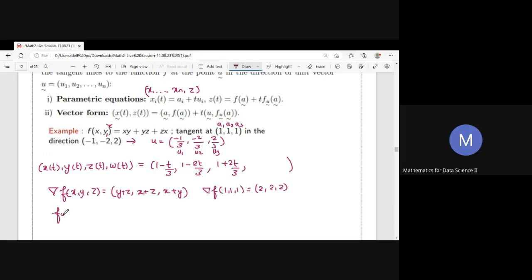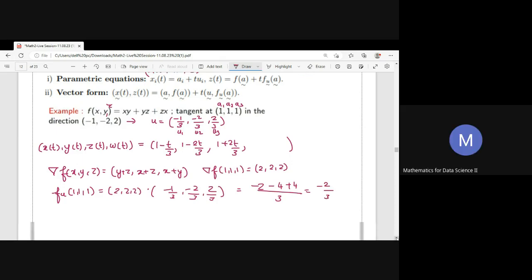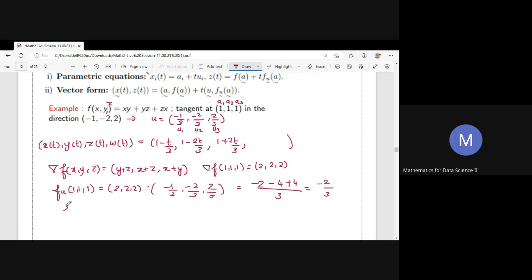Now f_u at 1 comma 1 comma 1 is nothing but 2 comma 2 comma 2 dot minus 1 by 3, minus 2 by 3, 2 by 3, which is minus 2 minus 4 plus 4, divided by 3, which is minus 2 by 3. Okay, here one more thing. What is f of 1 comma 1 comma 1? 3. So here it is 3 minus 2t by 3. So this is the last coordinate here.